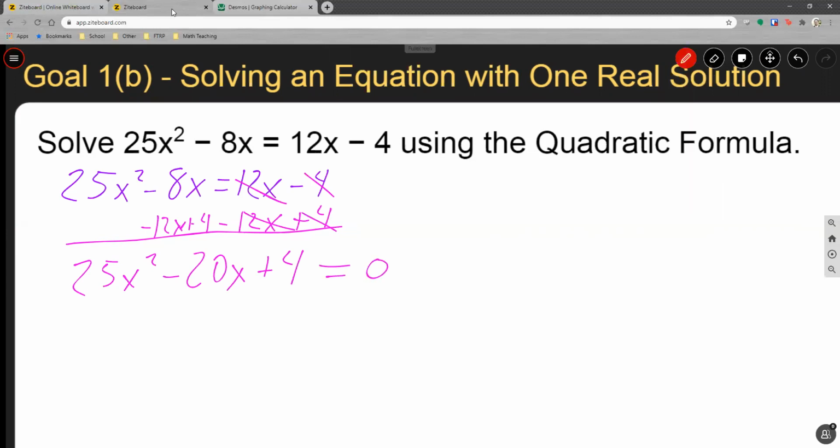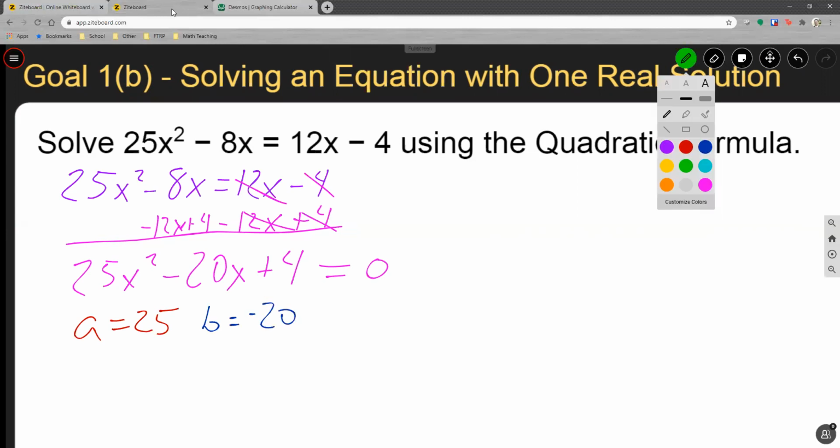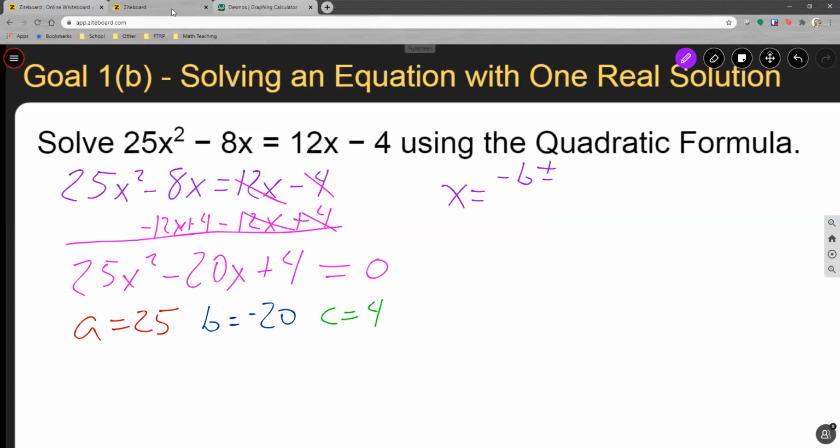Well, from here, it's very fast again. A is equal to 25. B is equal to -20. And C is equal to 4. I've got everything I need to do my quadratic formula. X equals -b plus or minus the square root of b squared minus 4ac all over 2a. Why do my 2's keep on looking like z's? I don't know. That's still a terrible 2.